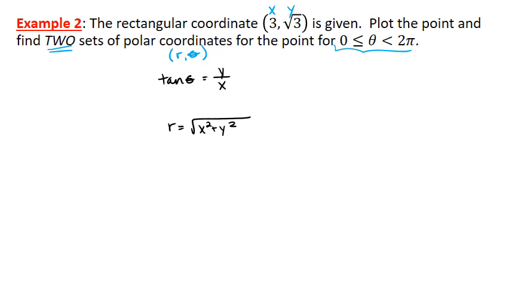So if I were to graph this, x, y, I would find that this here is the ordered pair. I'm just going to draw in a little triangle here, and I know that y is the square root of 3.